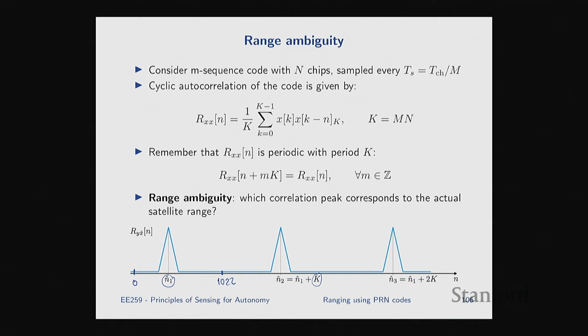And that's why we have this ambiguity in our ranging, and we need to find the correct one. The actual physical time of flight is n hat 1 plus some m times k, and remember k is the number of samples in the code, and we need to find what m is. Is m equal to 1? Is it 2? m is an integer. So you need to disambiguate that integer m, which corresponds to the physical range. So how can we do this?